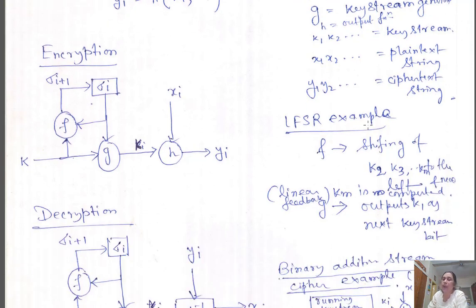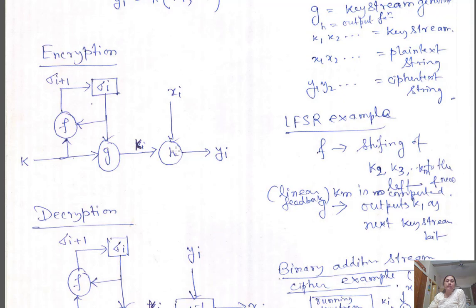You should think about how you can visualize this LFSR-based example with this generalized synchronous stream cipher. And the key stream generator, as I said, if this whole thing is essentially an LFSR, then it consists of the state as well as the key stream generator.